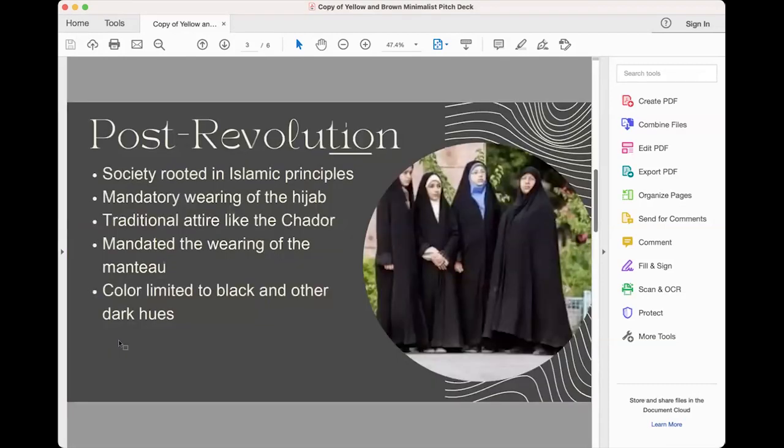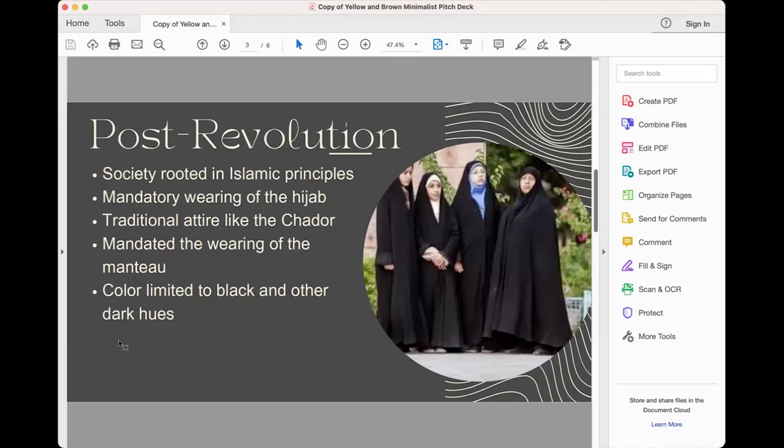After the 1979 Islamic Revolution, the society of Iran went through significant transformation, specifically in terms of appearance and fashion. The new regime, aiming to establish a society rooted in Islamic principles, imposed strict dress codes that reflected its ideological shifts away from Western influences and towards what is considered traditional Islamic values.